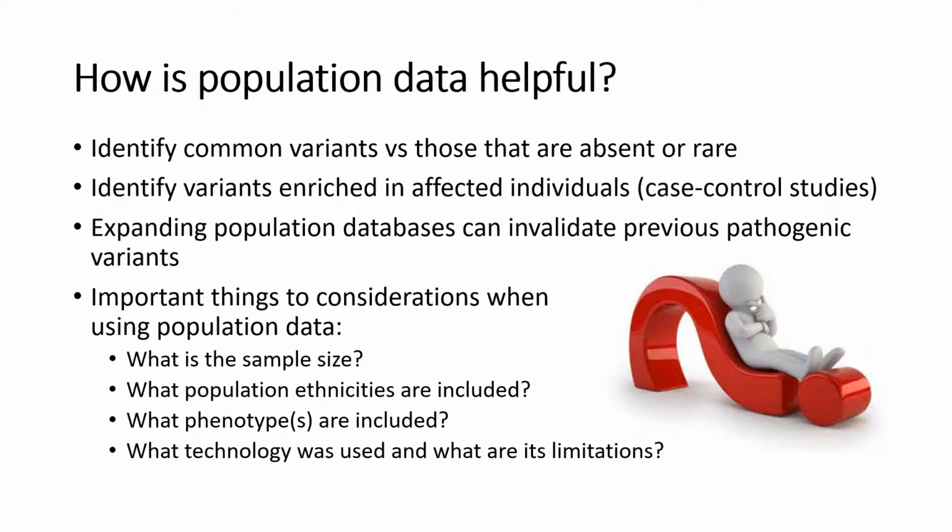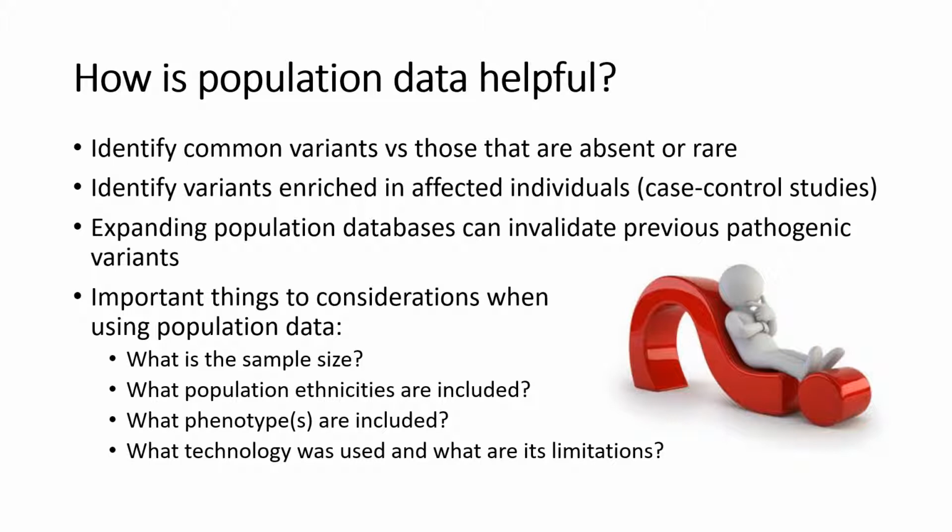Population data also allows us to compare the frequency of a variant in affected individuals to the frequency in unaffected individuals or in the general population. When a variant is seen more often in affected individuals, it starts to suggest that the variant is contributing to disease. If the difference in allele frequency between cases and controls is statistically significant, we can say that the variant is enriched in that group.